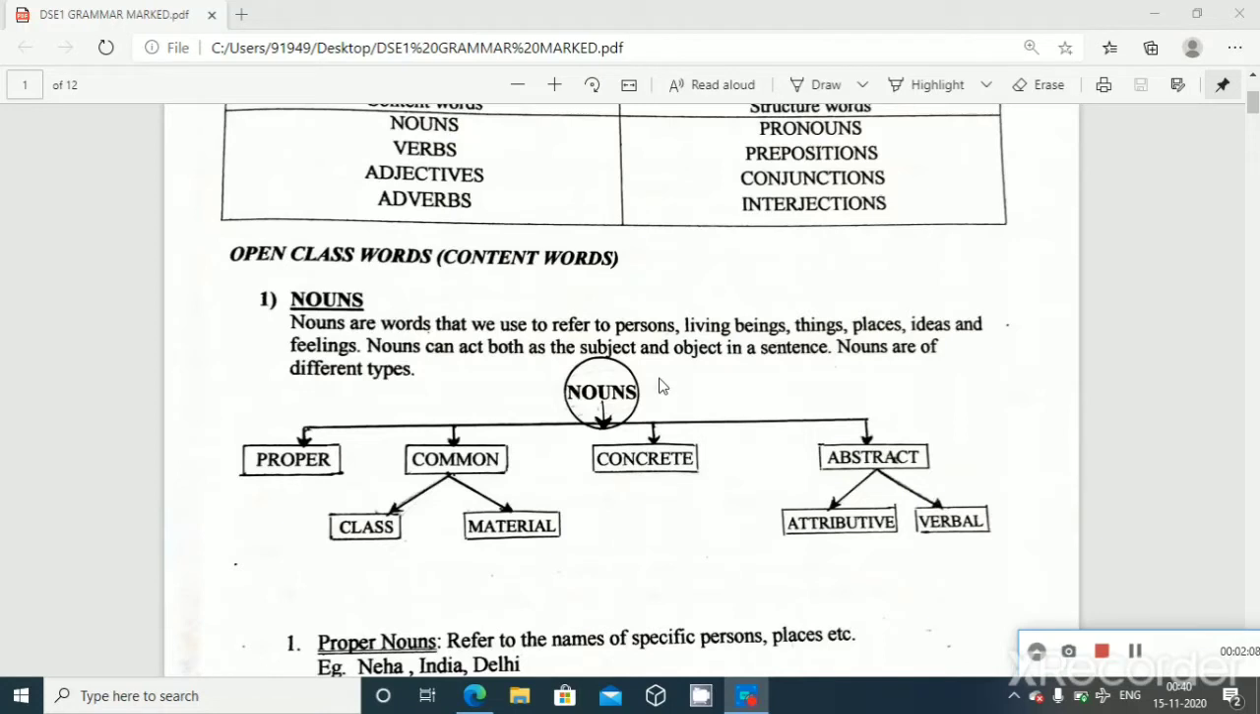And the main division you can see, the first main division goes like proper noun, common noun, concrete noun, and abstract noun. That's fine. But two of those are subdivided. The second one, common noun, is subdivided as class and material. And the fourth one, abstract nouns, are again subdivided into attributive and verbal. So we will look into each.